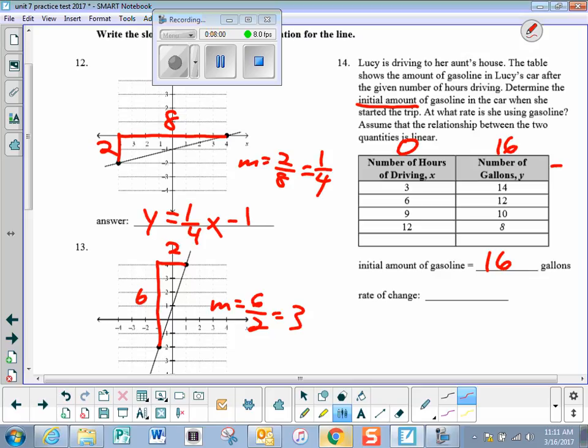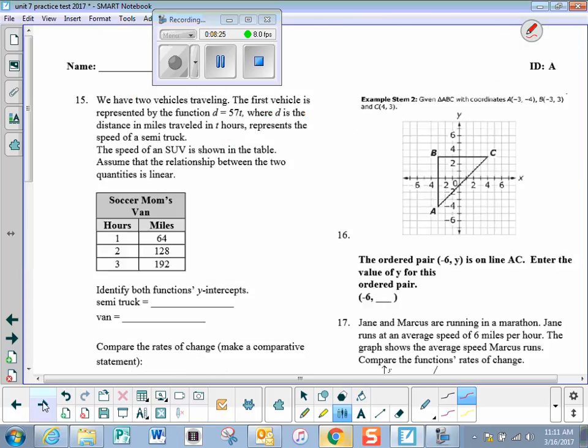What is the rate of change? Well, it's going down 2 every 3 hours, right? So the rate of change is -2/3. So that means 2 gallons every 3 hours. -2/3 is the rate of change. Yes, Matthew? If you wrote 2 gallons per 3 hours, I would accept that. How many points is that worth? 2. 1 for each part. Good question, Brian.